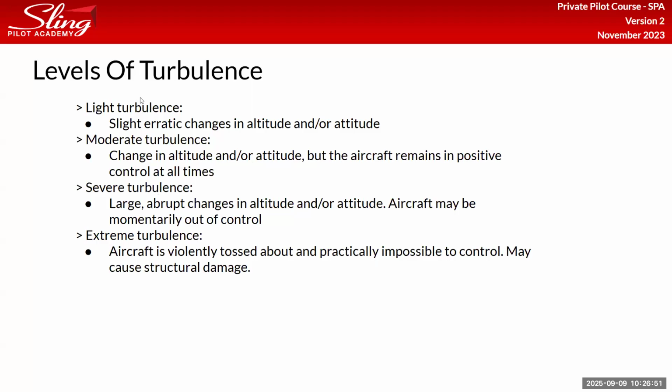So they have definitions on here. Light is small erratic changes in altitude or attitude. Moderate turbulence is a change in altitude, but the aircraft remains in positive control. And then severe is abrupt changes where you may be momentarily out of control. Extreme, you're violently tossed around, may cause structural damage. So extreme turbulence in the Sling might be reported as moderate turbulence for a jet, right? So it's just increasing severity of turbulence.